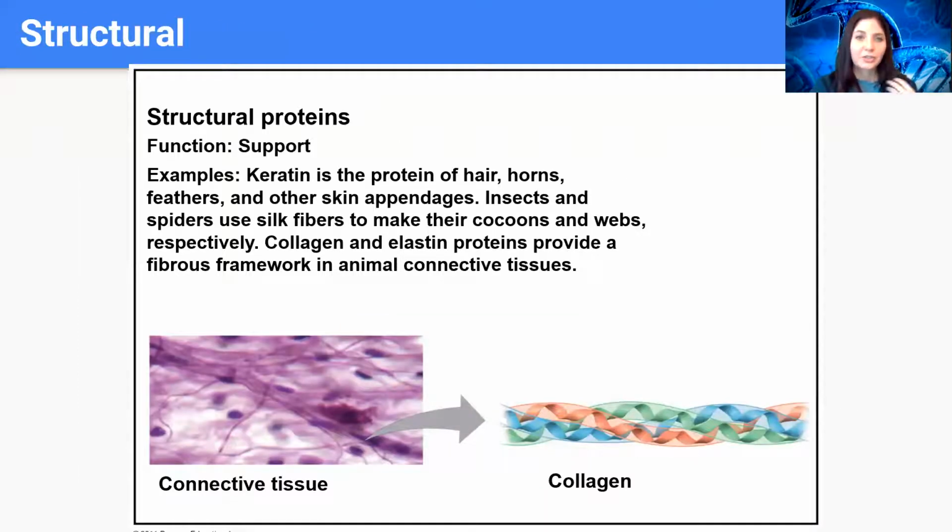They serve for structural support. So for example, like I said earlier, keratin, which composes our hair, fingernails, horns of different animals, and insect appendages. Spiders use it for their silk filaments and cocoons, and then we also have collagen and elastin proteins. Those provide fibrous frameworks in animals' connective tissue.